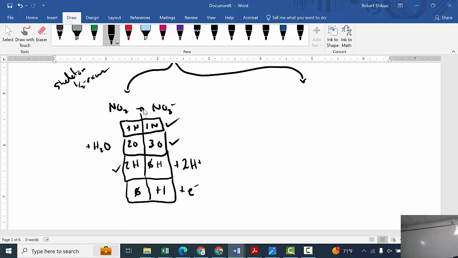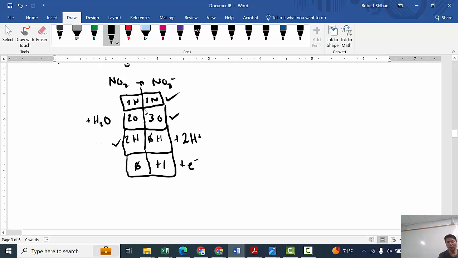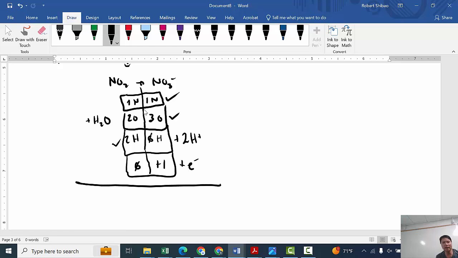And so I have a +1, -1, that gives me 0. And so 0 and 0. It doesn't have to balance out to 0. All right, so that was the final step. And then I'm going to add everything up on the left and everything on the right. And so I have NO2 plus H2O yields NO3 minus plus 2H plus an electron.